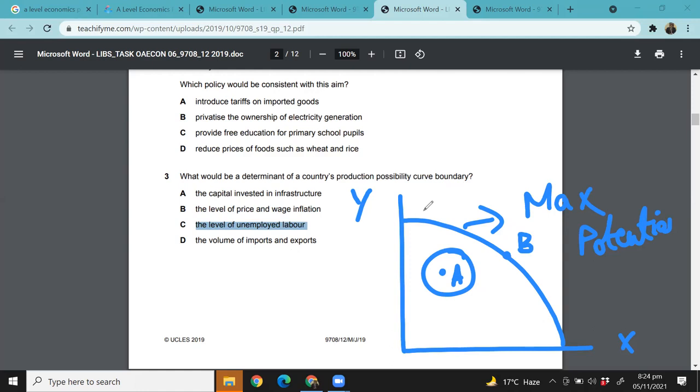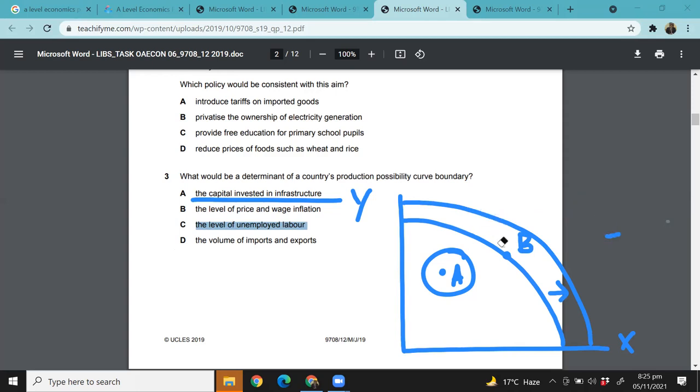If you remember, we did talk about how if your production potential increases, your curve will shift outwards. And what's the reason for that? Because you might have developed more technology, and therefore you can now produce more compared to what you were able to produce previously. That's what you need to remember. And why are the other options incorrect? Because price and inflation have nothing to do with your production potential, and the volume of exports and imports also don't have anything to do with your production potential.